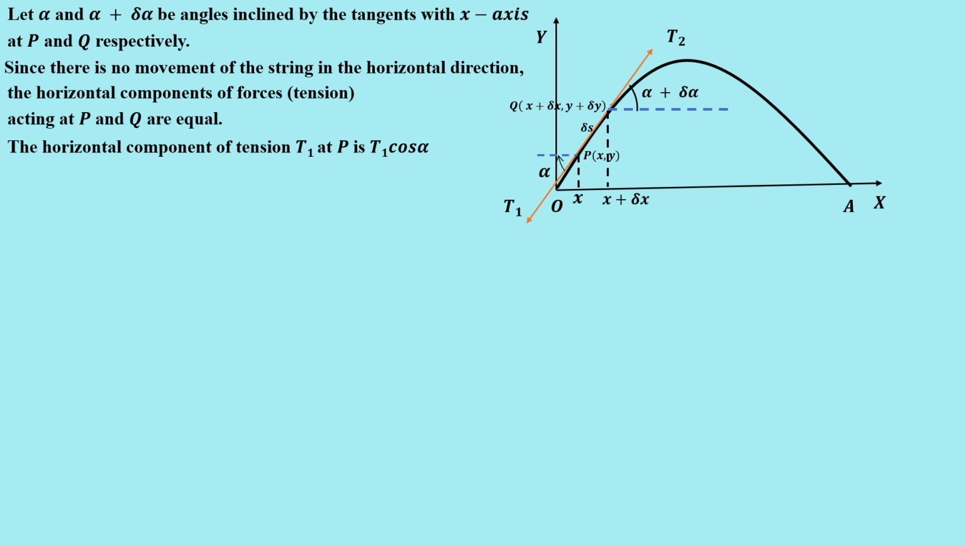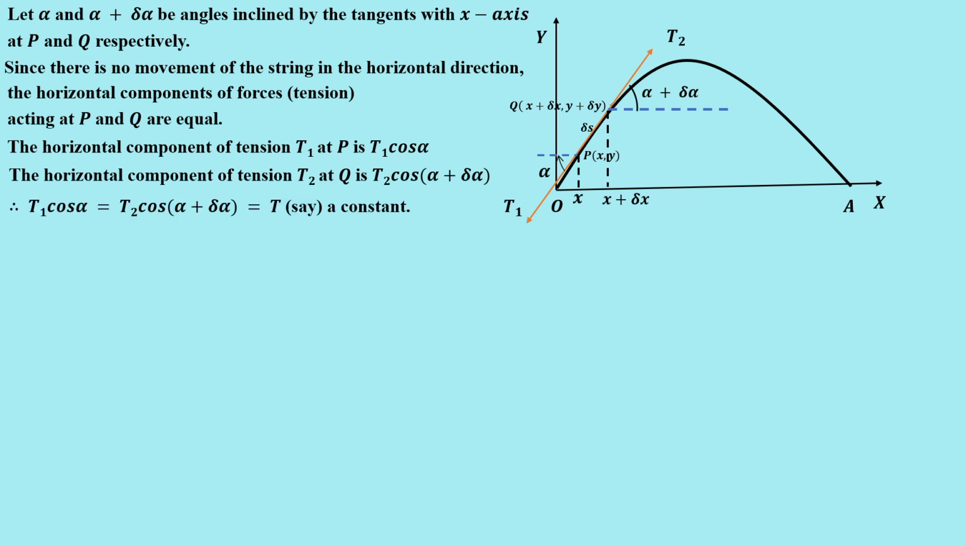The horizontal component of the tension T1 at P: T1 makes an angle alpha with the horizontal direction, so we are resolving, T1 cos alpha. The horizontal component of the tension T2 at Q, where the angle is alpha plus delta alpha, is T2 cos of alpha plus delta alpha. Now both are equal: T1 cos alpha is equal to T2 cos(alpha plus delta alpha). Let it be T, say a constant.